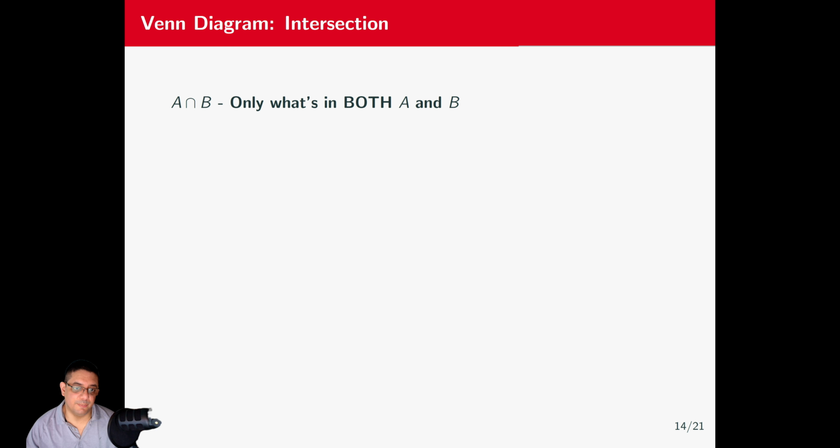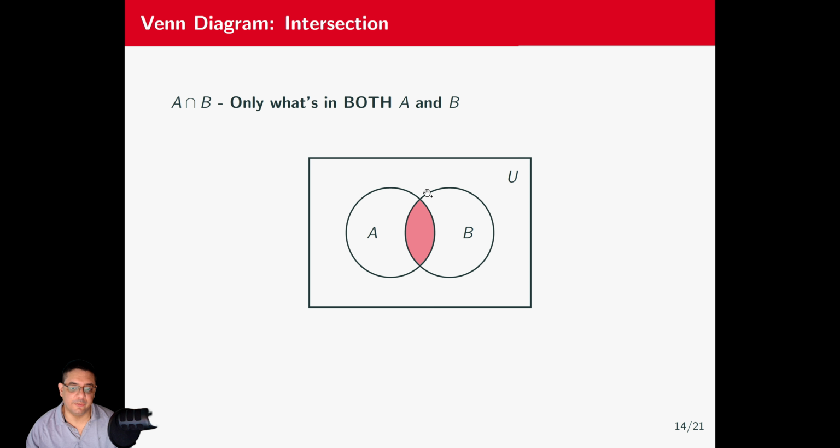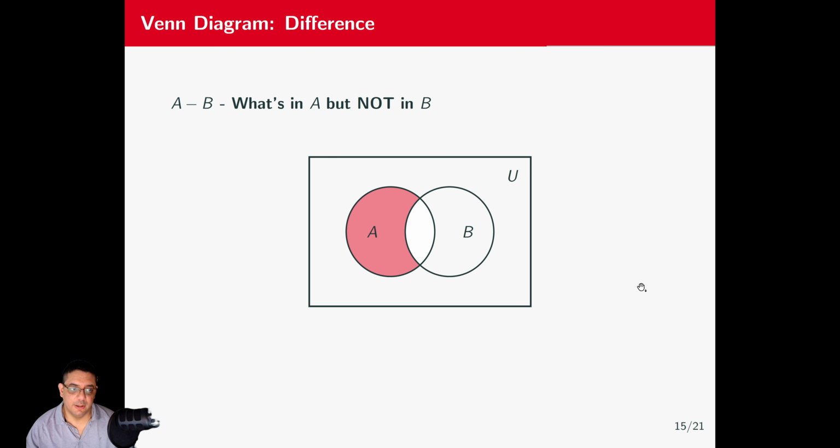Now, intersection is what is in both A and B, so of course it's going to be the common elements between A and B. We have A minus B, which is what is in A but not in B. All the elements in the shaded region represent A, but we remove the intersection with B. We remove the common elements with B.